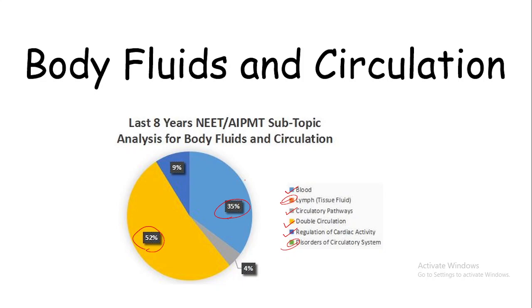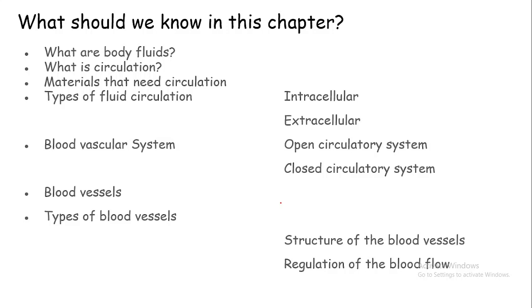All right. So by saying so, we shall now move into the discussion of the chapter. Coming to the synopsis, what should we know in this chapter? First of all, we need to know what the body fluids are. Basically, our body is made up of 75% water, which means that it is in fluid form. What all are the fluid contents present in our body?